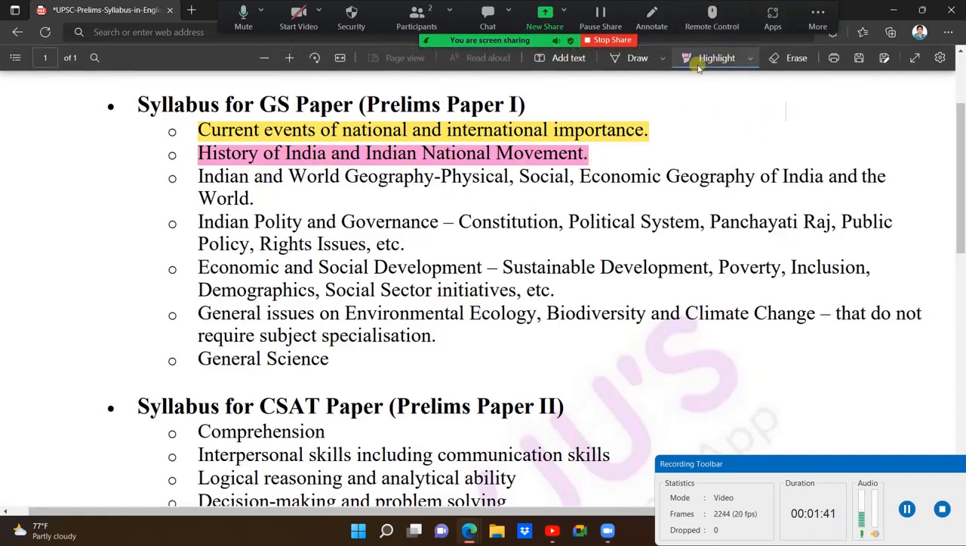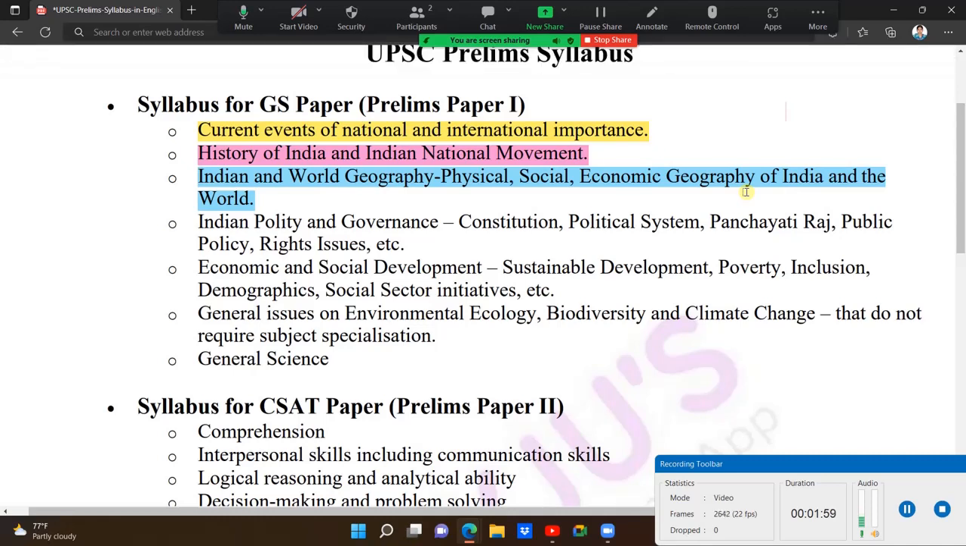Let's look at the third one, that is Indian and world geography. Nothing but the third subtopic is geography. Under this we have to cover physical, social, economic geography of India and the world. It clearly says that we have to cover geography from three angles. First the physical angle: what about the physical structure of India and the world? What about the social, the relationships between Assam and India, Bangladesh and India, what are the border countries, everything.